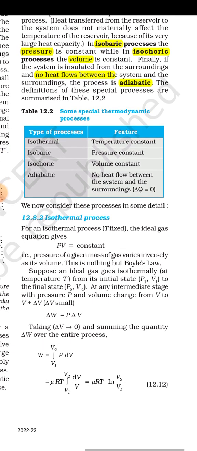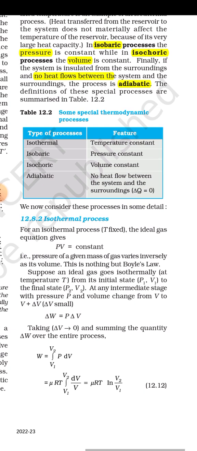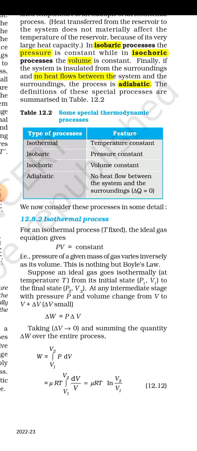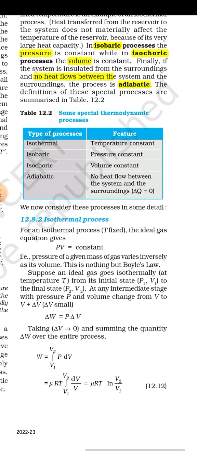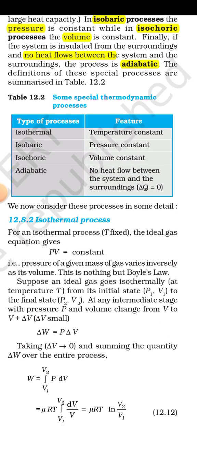Isothermal process. For an isothermal process, the ideal gas equation gives PV equal to constant. Pressure of a given mass of gas varies inversely with its volume. This is nothing but Boyle's law. Boyle's law is PV is constant, T is fixed. ठीक है. उसके बाद देखो, बस आपको याद रखना है कौन से लॉ में क्या बात बोली गई है. जैसे बॉयल्स है, चार्ल्स है, गेलूस है, तो सबका पता होना चाहिए किस चीज़ में किसको कांस्टेंट रखा है, क्या वेरिएबल है. ठीक है.